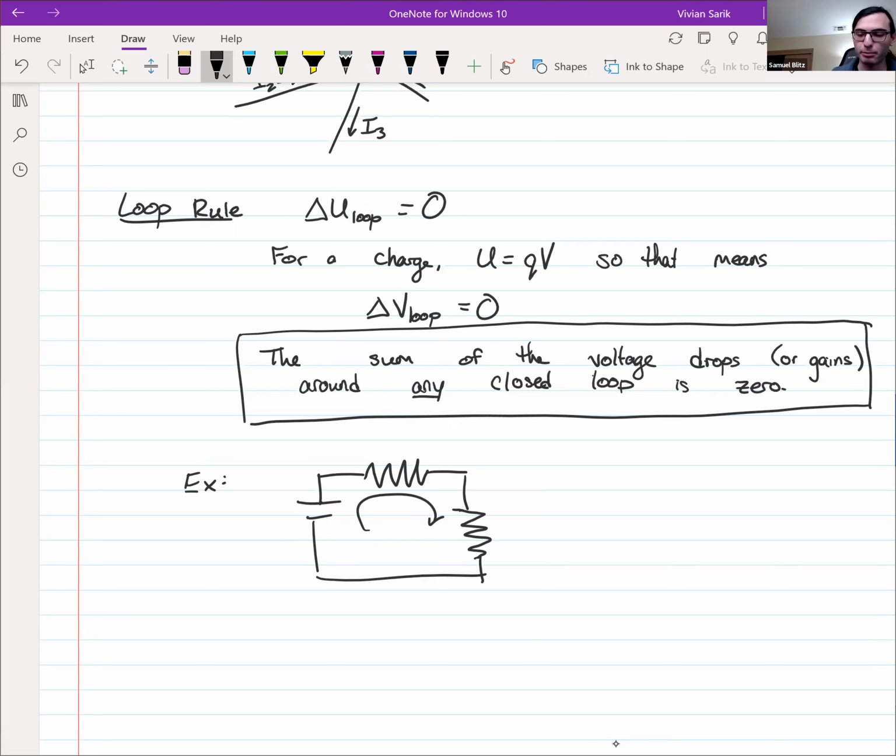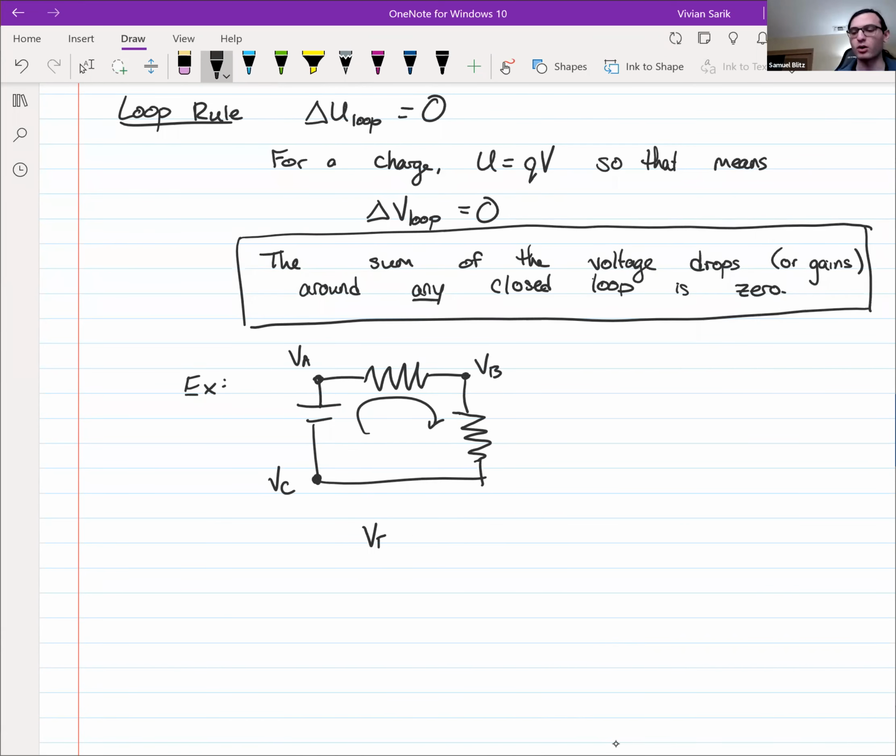So we would pick a spot to start. Let's say VA is the potential there, VB is the potential here, and VC is the potential here. Those are the 3 different places that there could be different potentials. So this would say VB minus VA. We're starting at VA, and then we're going to go in a clockwise loop, adding up the voltage drops and or gains as we go through the loop.